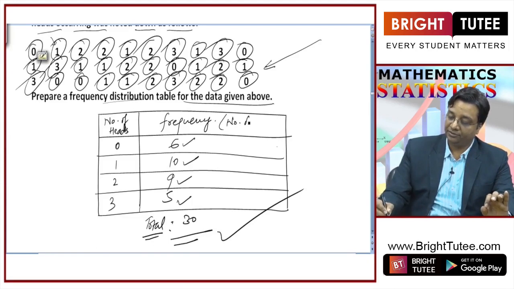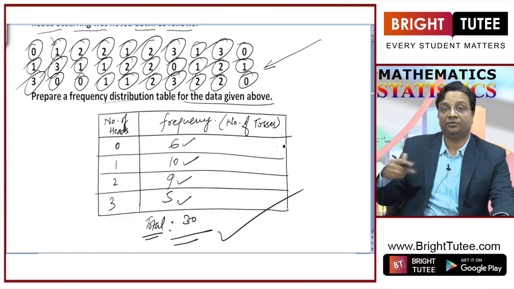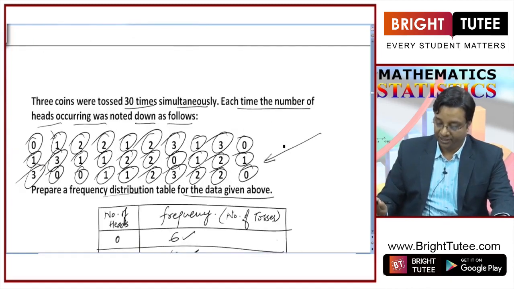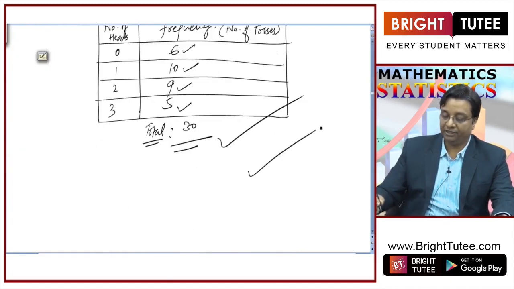This is the number of tosses, obviously of 3 coins simultaneously, right? So this is the frequency table.